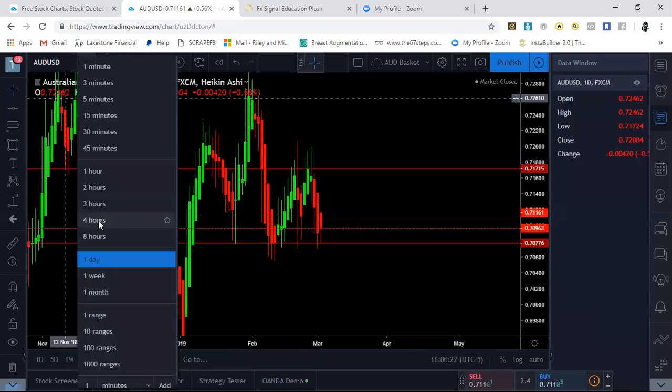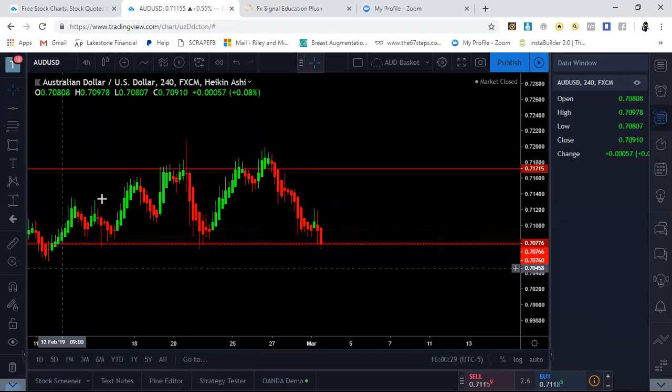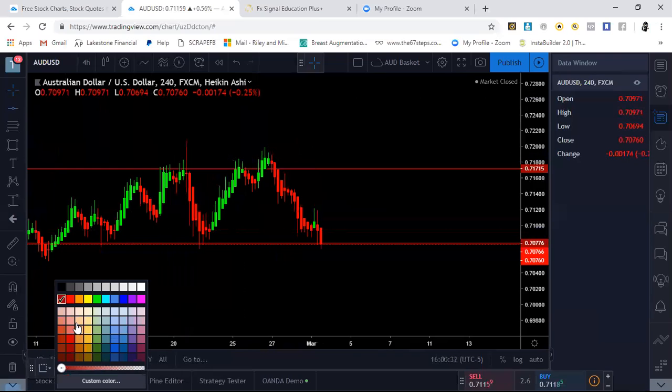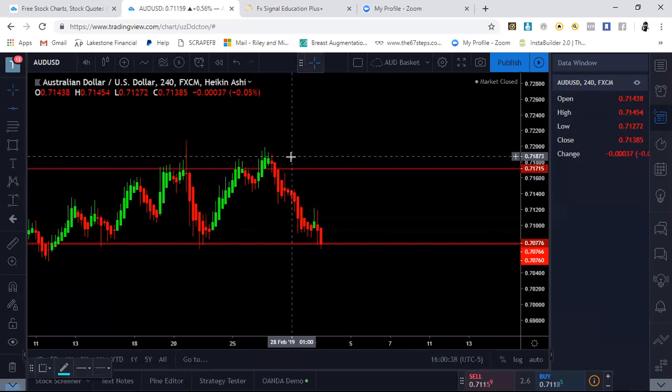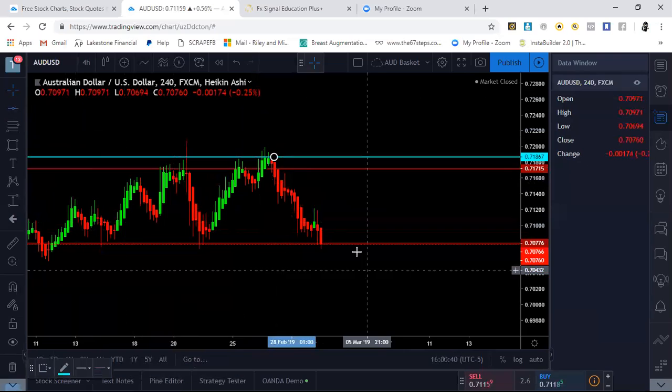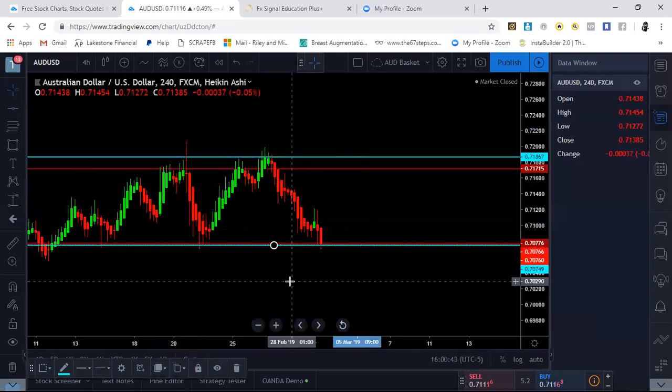Let's go to the 4 hour, which I use their horizontal line. I use a solid aqua blue. You can tell our obvious high is right there. Our obvious low is here. Okay.